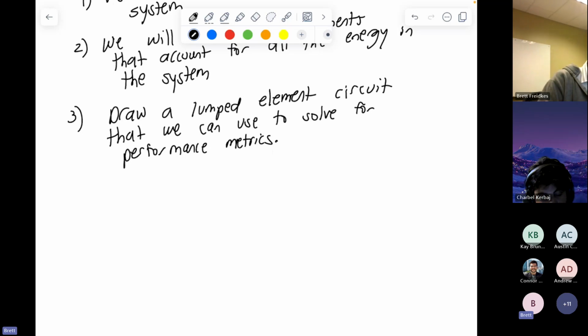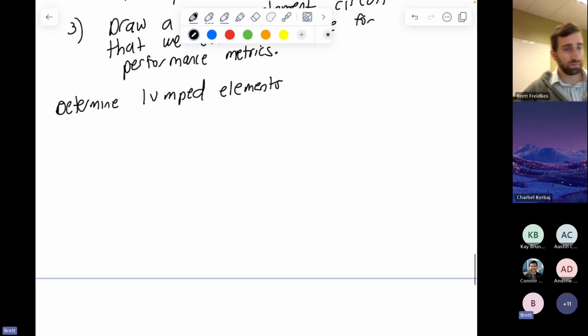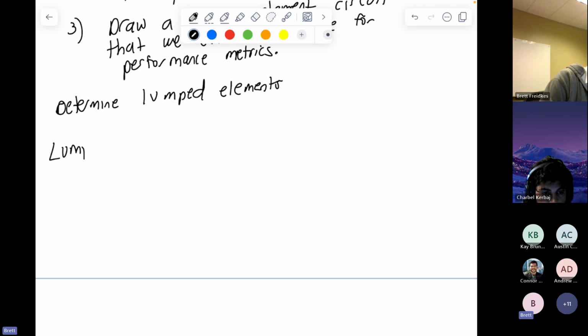So in this note set, what we're going to do is determine the lumped elements. And in the next note set, we'll go ahead and look at how do we build a circuit after the fact. That's kind of our goal for this note set. I see Mikhail's typing, so I'll let him finish real quick. But what we're going to do in this note set is look at what we call a lumped mass.